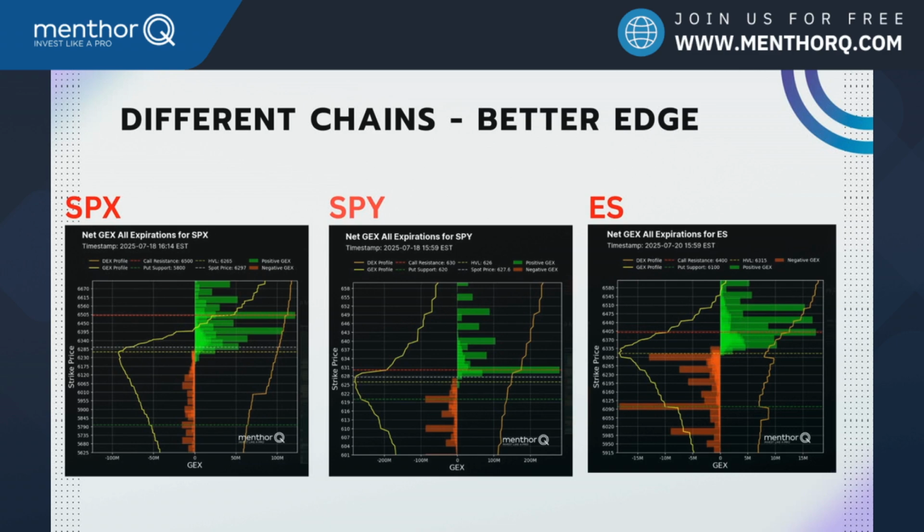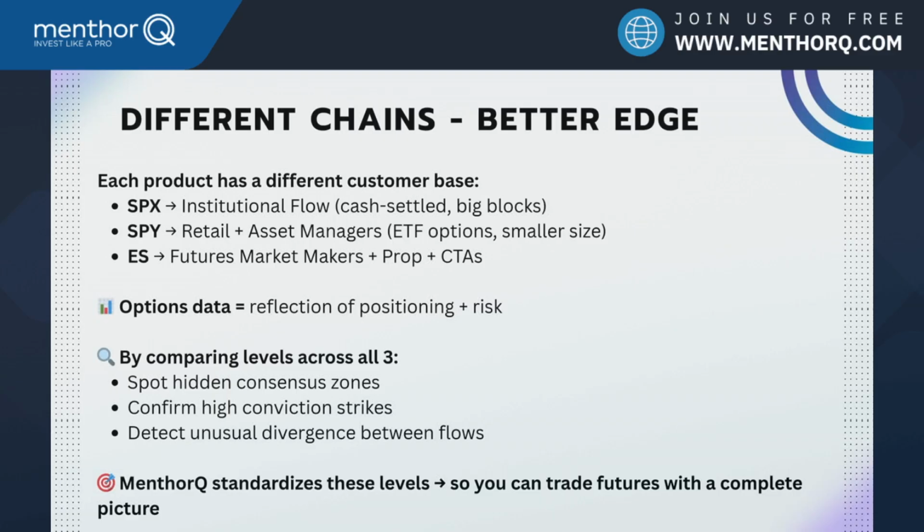The other question that we get: why is the put support and call resistance different from SPX to ES? And the answer is, again, simple. SPX, SPY, and ES have three different option chains. It's very important that you understand the customer that is trading those assets. If we look at SPX, we have a lot of institutional flows coming in. SPX options are cash settled. They are normally traded in big blocks, so they are normally traded by large institutions.